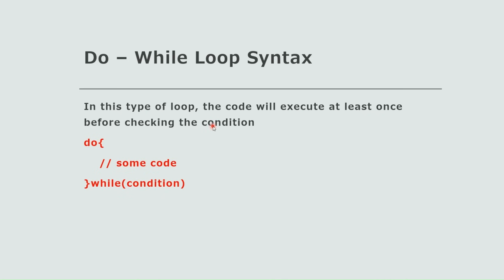Do while loop syntax. In this type of loop, the code will execute at least once before checking the condition. Okay, so the do block of code will execute, then it will check the condition. The syntax is do, the curly brackets, then while, and the condition here.